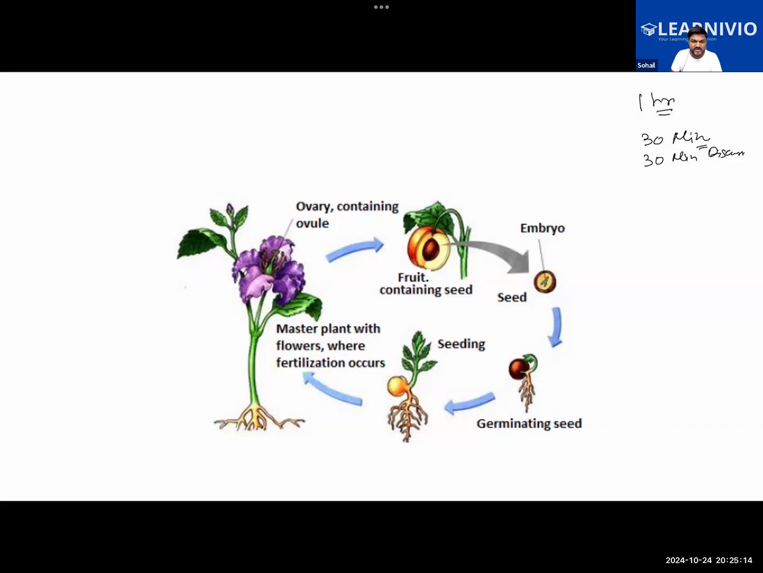Also, in this image, you can see here the ovary. Inside the ovary, the ovule is present. After fertilization, the ovary converts into the fruit, and the ovule converts into the seed. Right inside the seed, you have the embryo. Basically, you can think of the embryo as the first young plant, the young plant that is present inside the seed.